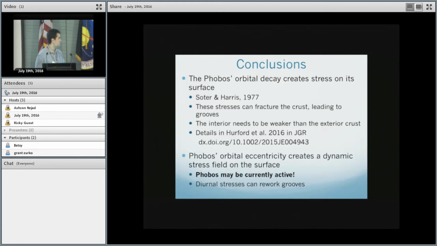Plus, it looks like, as we saw yesterday, that Phobos is experiencing a lot of impacts as it's accreting its brothers and sisters in orbit. And so that would fracture the interior further and make it weaker. The details of this model are out in JGR online right now, and hopefully in print soon. And then the orbital eccentricity creates a dynamic stress field that might be actively reworking the surface now and causing things that we can detect.